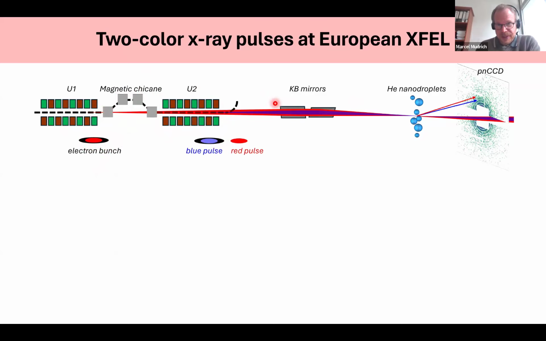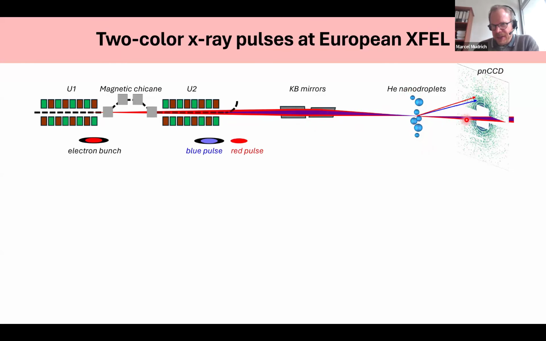And then these two pulses are focused onto a target. In this case, the target was helium nanodroplets. This is the favorite target system that Shiva Ramakrishnan and I have been studying over many years now. And the way we studied these helium nanodroplets was by focusing the X-ray pulses on the droplets and detecting the scattered light from every single helium droplet.